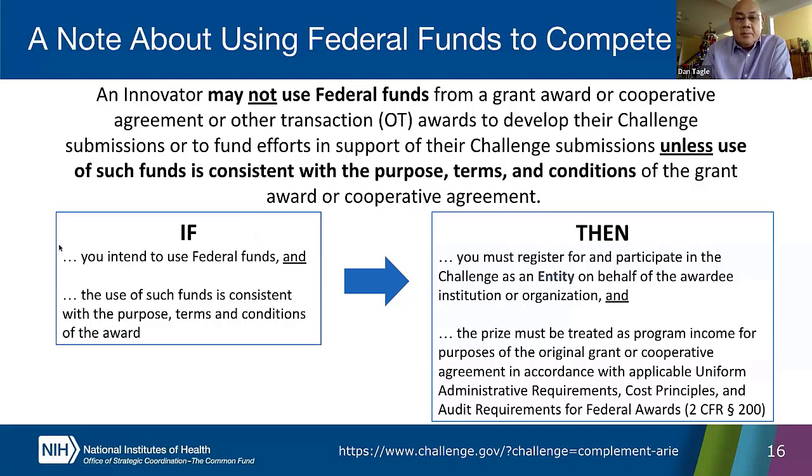And so here's some scenarios. If you intend to use federal funds, and if the use of such funds is consistent with the purpose, terms, and conditions of the award, then you must register for and participate in the challenge as an entity on behalf of the awardee institution or organization. And then the prize must be treated as program income for the purpose of the original grant or cooperative agreement in accordance with the applicable uniform administrative requirements, cost principles, and audit requirements for federal awards in line with 2 CFR 200. Next slide.